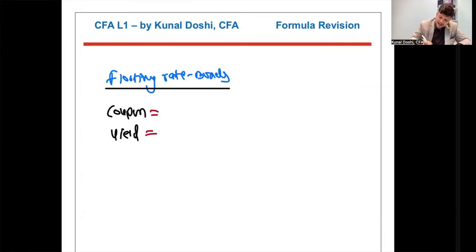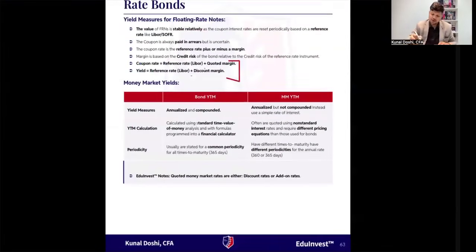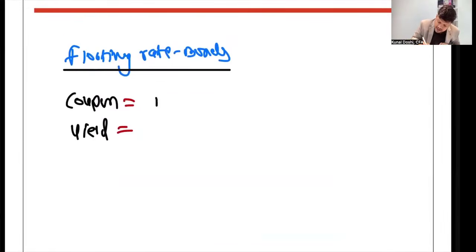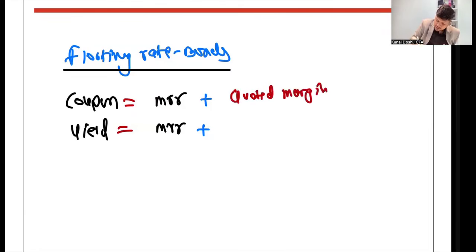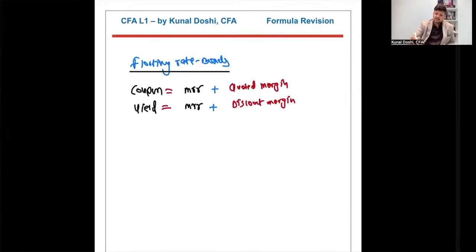So you have a market reference rate or the benchmark rate, which is common. So we write here the reference rate. I call it MRR. The CFA Institute also calls it MRR, market reference rate. Now, what about the other thing? The other thing may be an addition or subtraction, doesn't matter, but we'll write it simply as addition. Two margins. The coupon has what is called the quoted margin, and for the yield, we call it the discount margin.